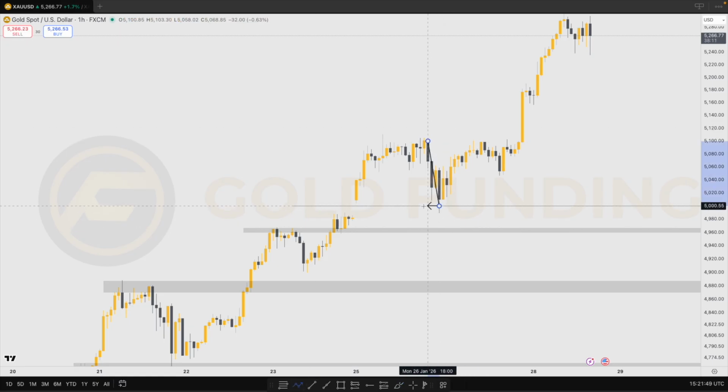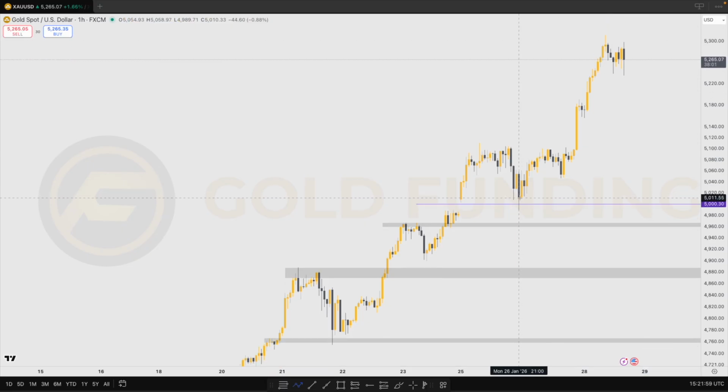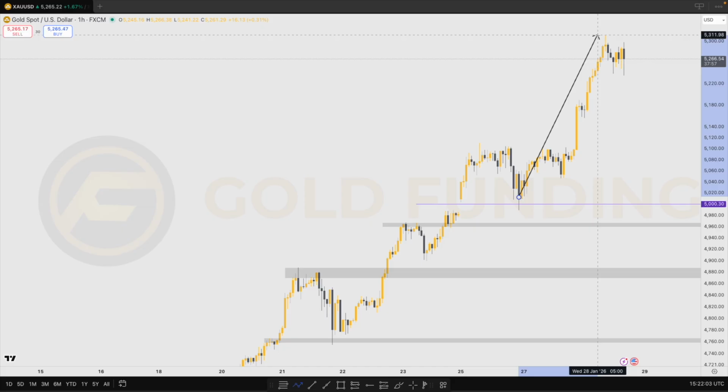As you can see, this previous level is roughly testing this area here as a support, so we got a break and retest. From there, you can see price continued in a bullish fashion. Price continued bullish all the way up until its most recent all-time high of 5,311, so a significant increase from the all-time high that was created last week.